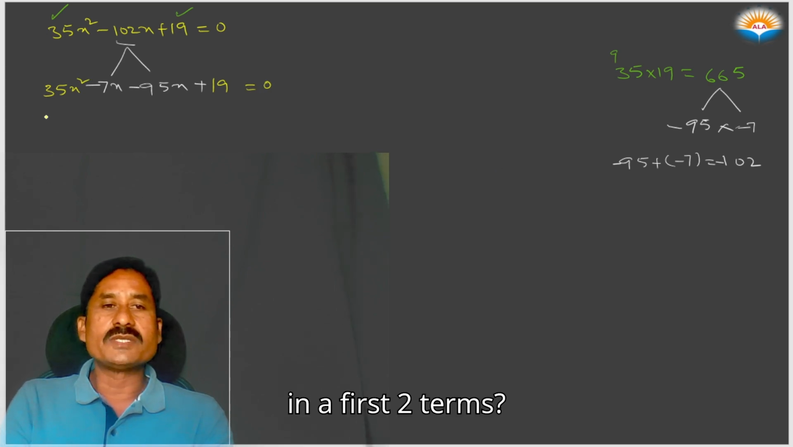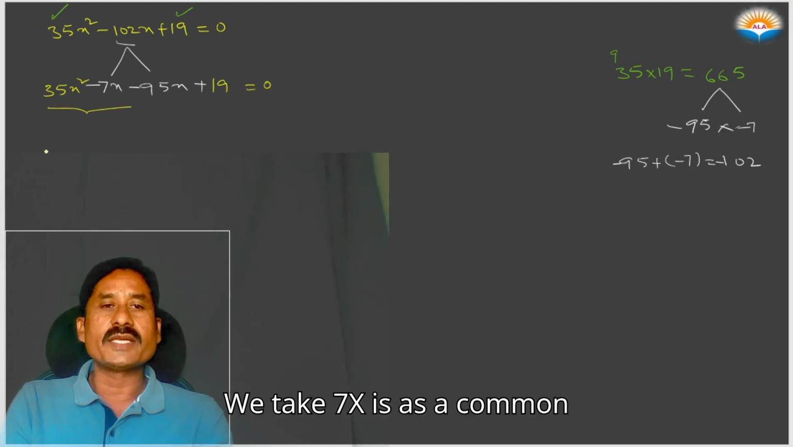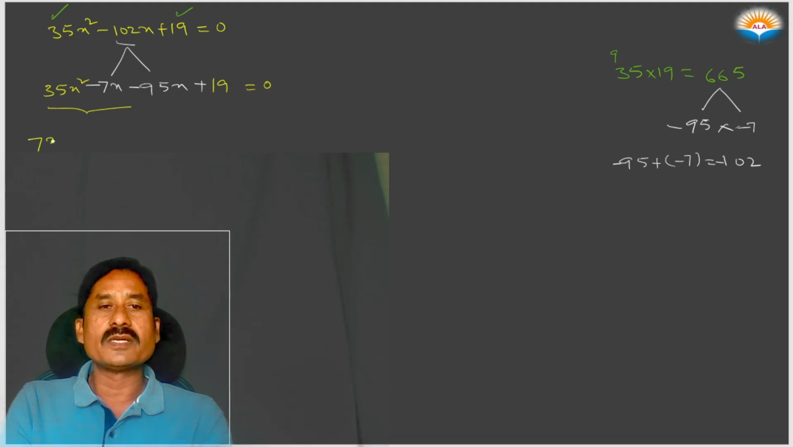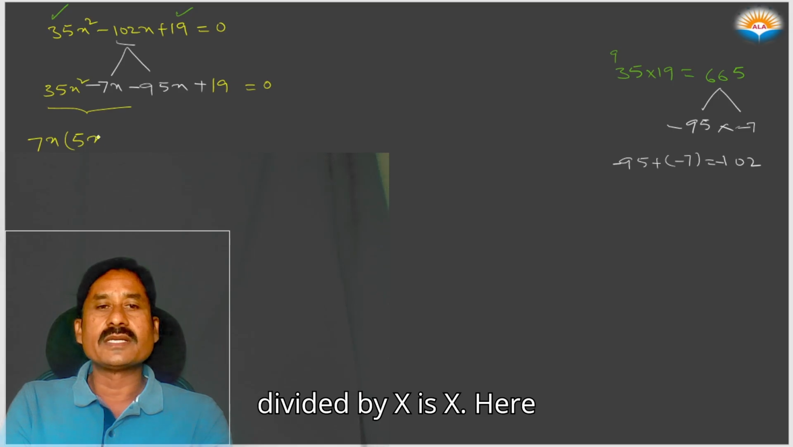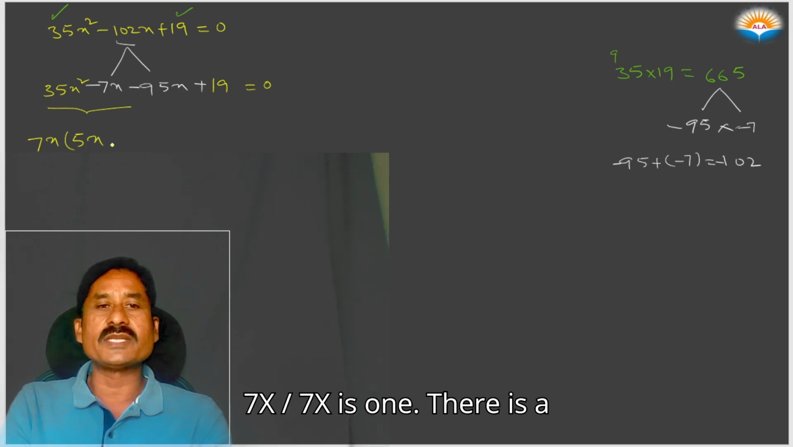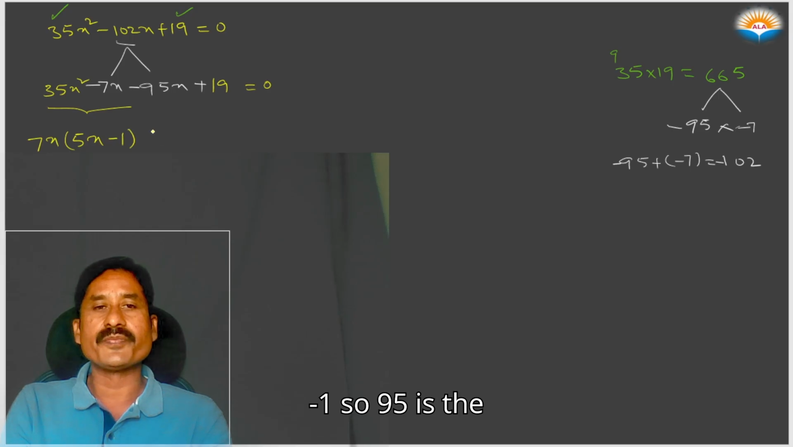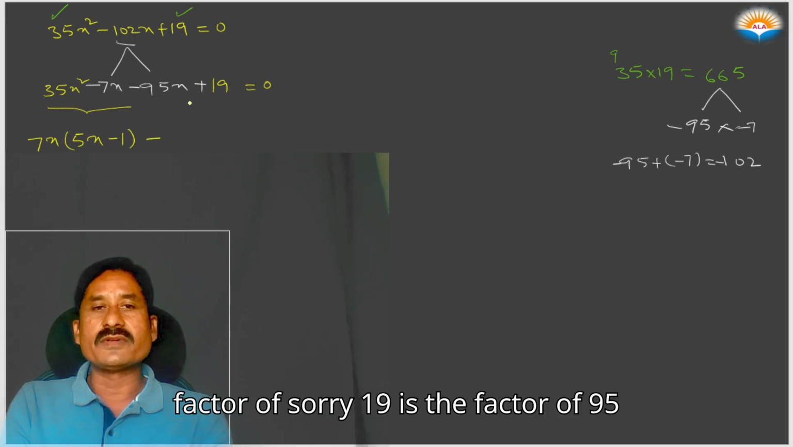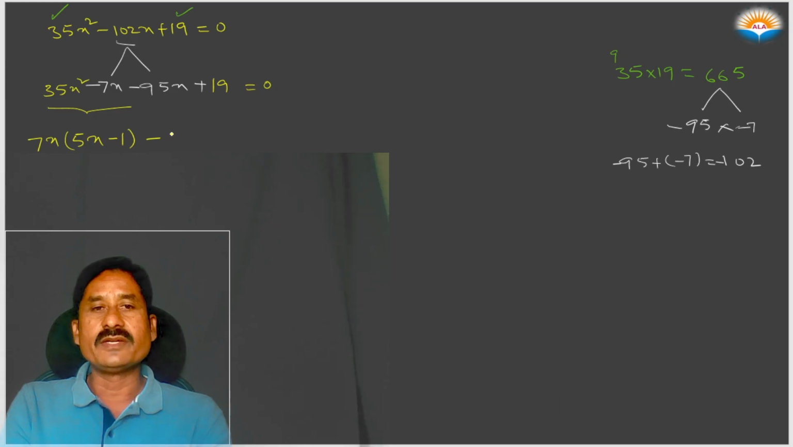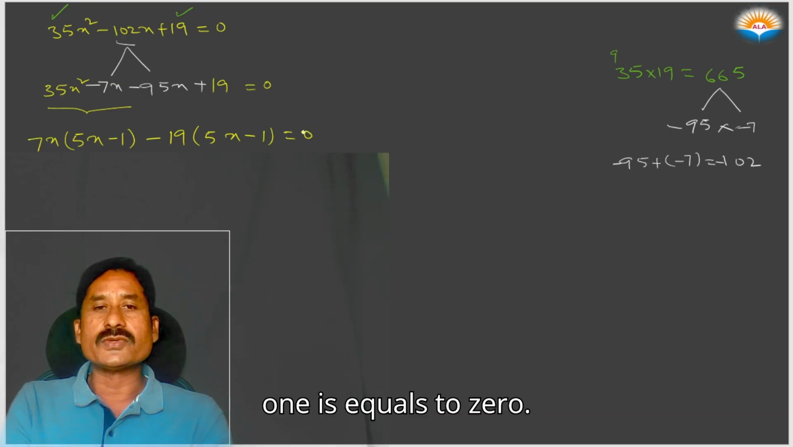In the first two terms, we take 7x as common. So 35 divided by 7 is 5. X square divided by x is x. Here 7x divided by 7x is 1, there is a minus 1. So 19 is a factor of 95. Minus 19 we take as common, and here is 5x minus 1 is equal to 0.